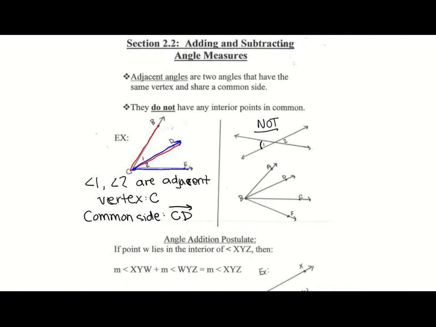So angle 1 and angle 2 here, they have a common vertex, but they do not share a common side. So this means they are not adjacent. And over here on the bottom, if we were talking about angle ABC and angle DBF, they again have the same common vertex but no common side.